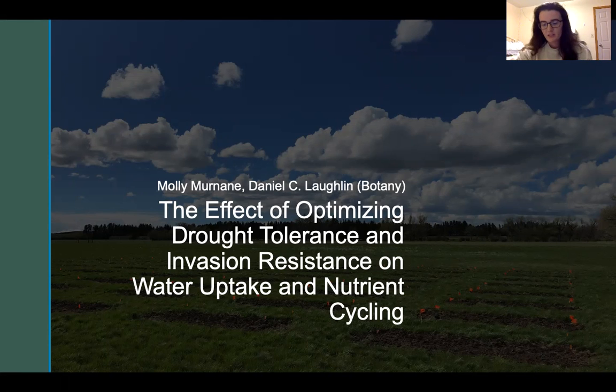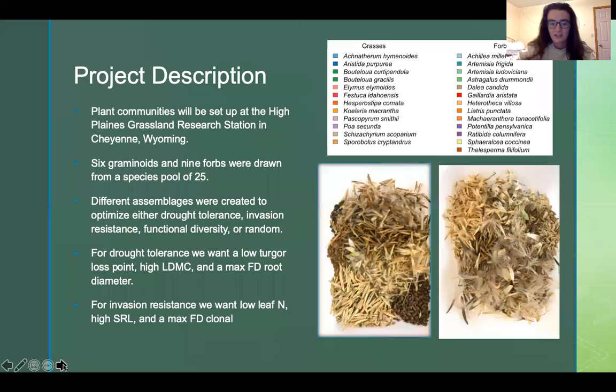But my project comes in because we have to question, are there consequences to optimizing for drought tolerance and invasion resistance? Normally when we optimize for something, it'll decrease the functional diversity, which can have large effects on water uptake or nutrient cycling. So we need to watch this to make sure we're not doing anything really bad when we're optimizing for these things. In general, the project is set up in Cheyenne at the High Plains Grassland Research Station.